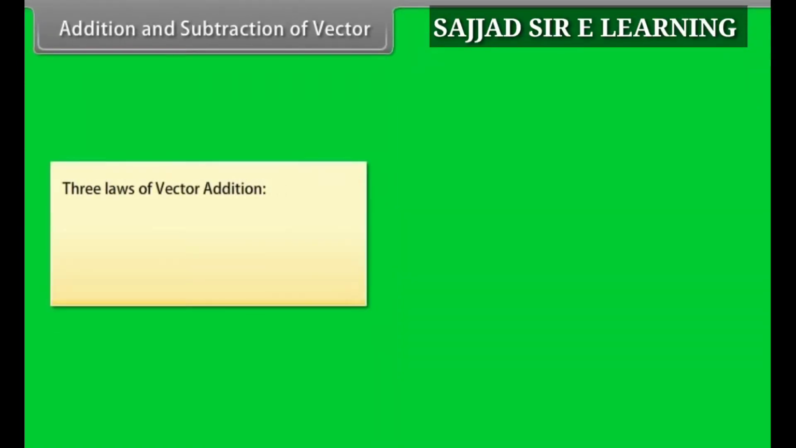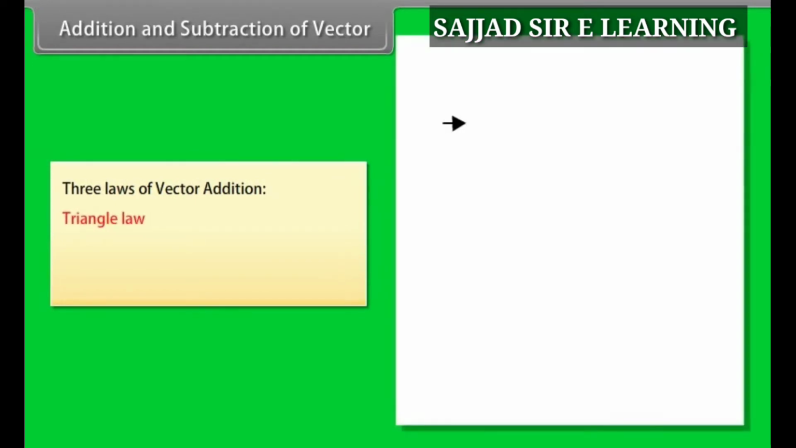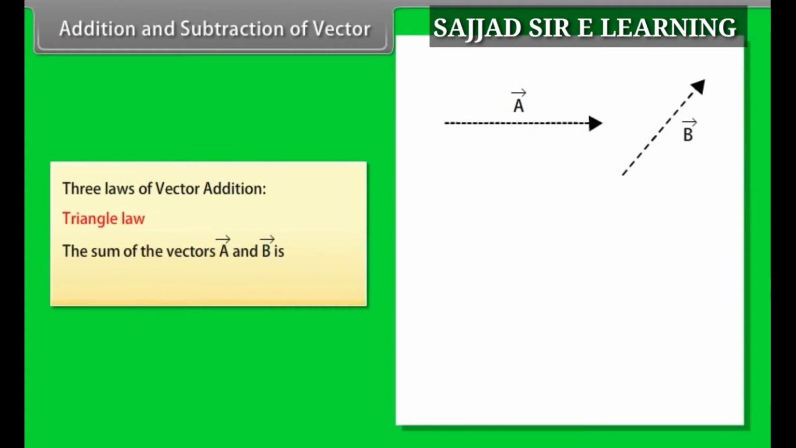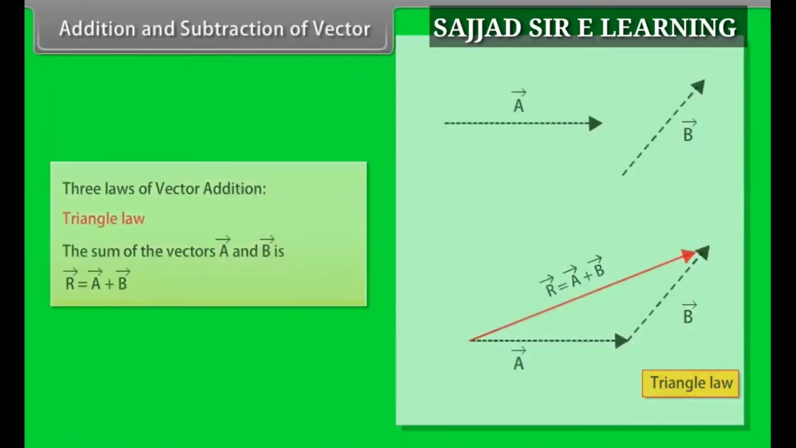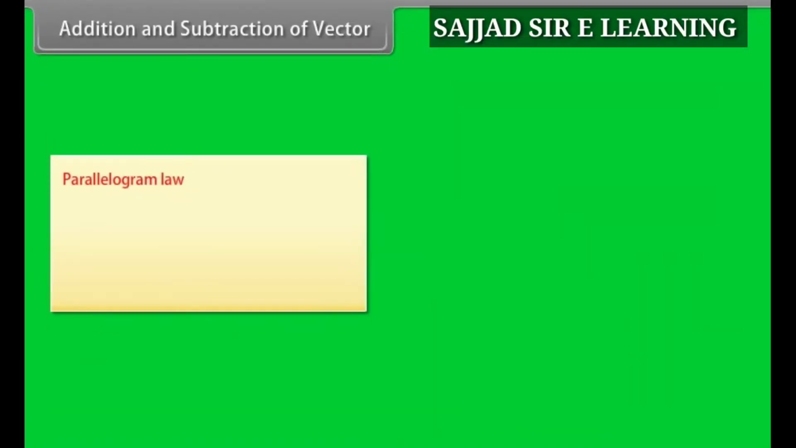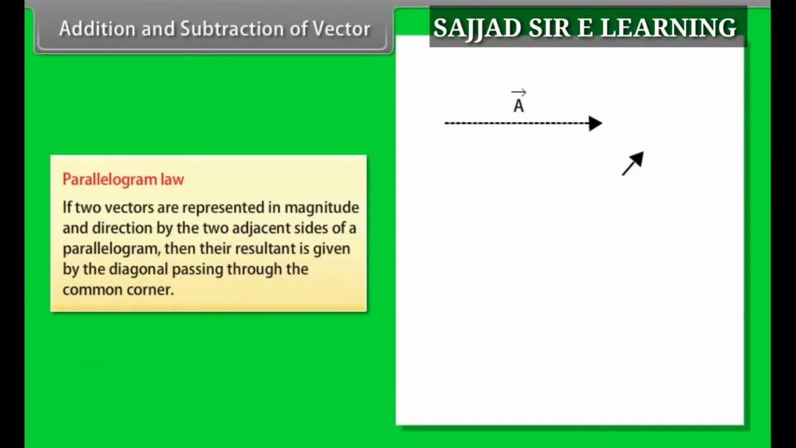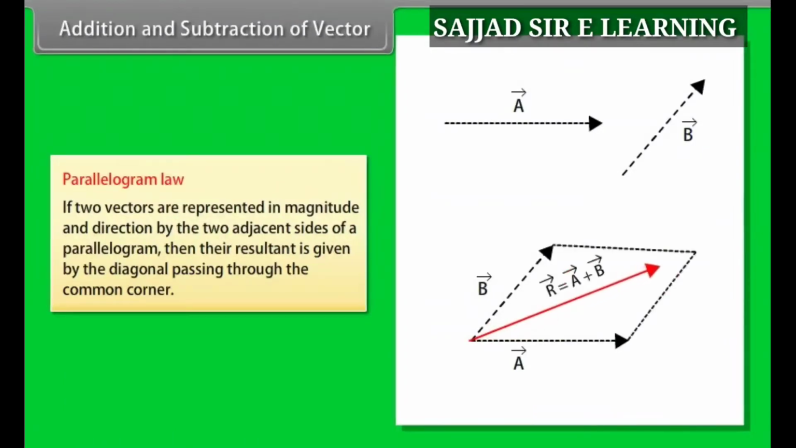Addition and subtraction of vector. Vector addition is done with the help of three laws. A. Triangle law. The sum of the vector A and vector B is R vector is equal to A vector plus B vector. B. Parallelogram law. If two vectors are represented in magnitude and direction by two adjacent sides of a parallelogram, then their resultant is given by the diagonal passing through the common corner.